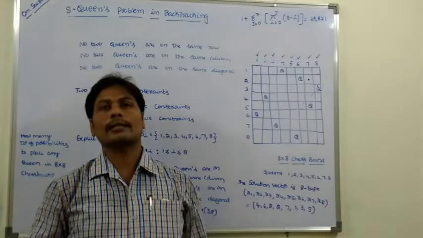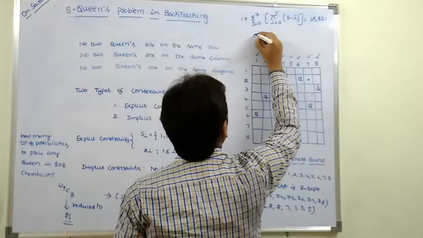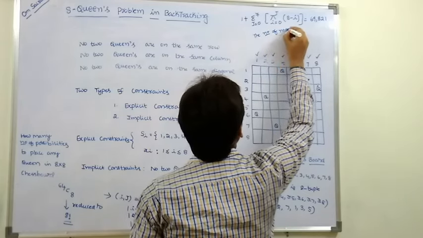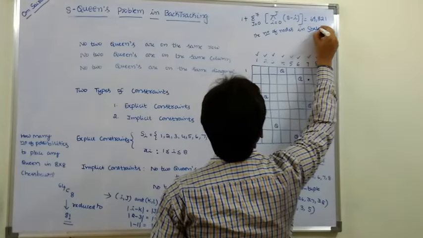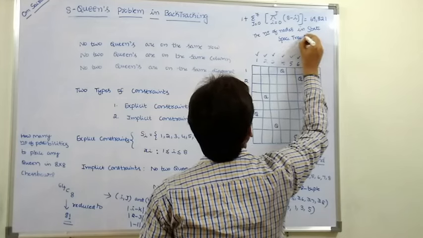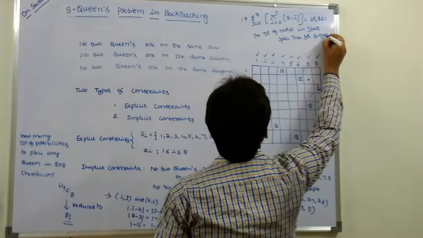Because it contains 69,821 nodes. So the number of nodes in the state space tree for the 8 queens problem.